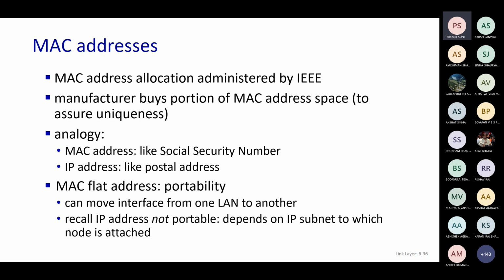So these MAC addresses, they let you move an interface from one LAN to another. So what does this make? Because of the flatness of the MAC addresses, it helps in portability. Now, if you recall, IP addresses are definitely not portable. Whatever subnet your node is attached to, you will get an IP address corresponding to that, right? Whereas for MAC addresses, this is not the case.